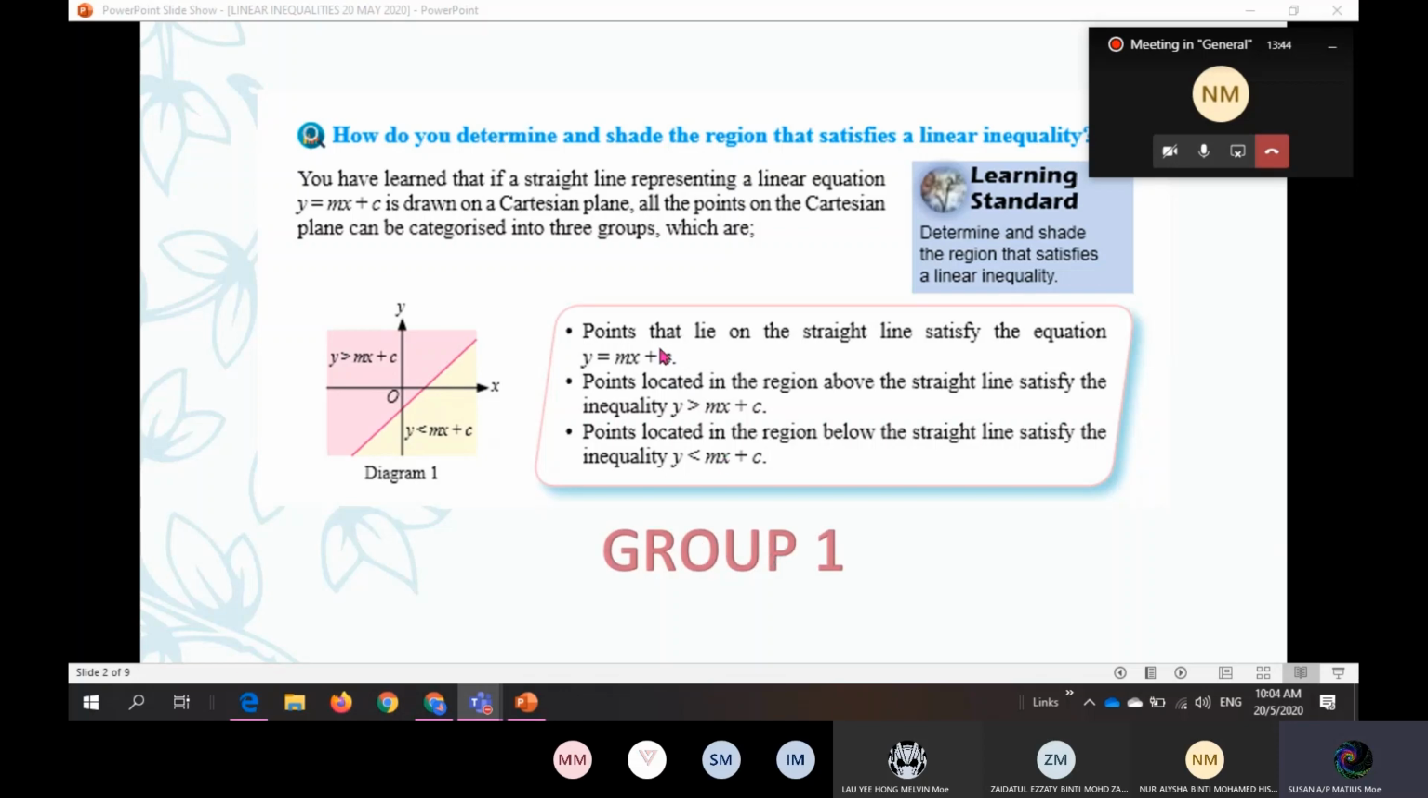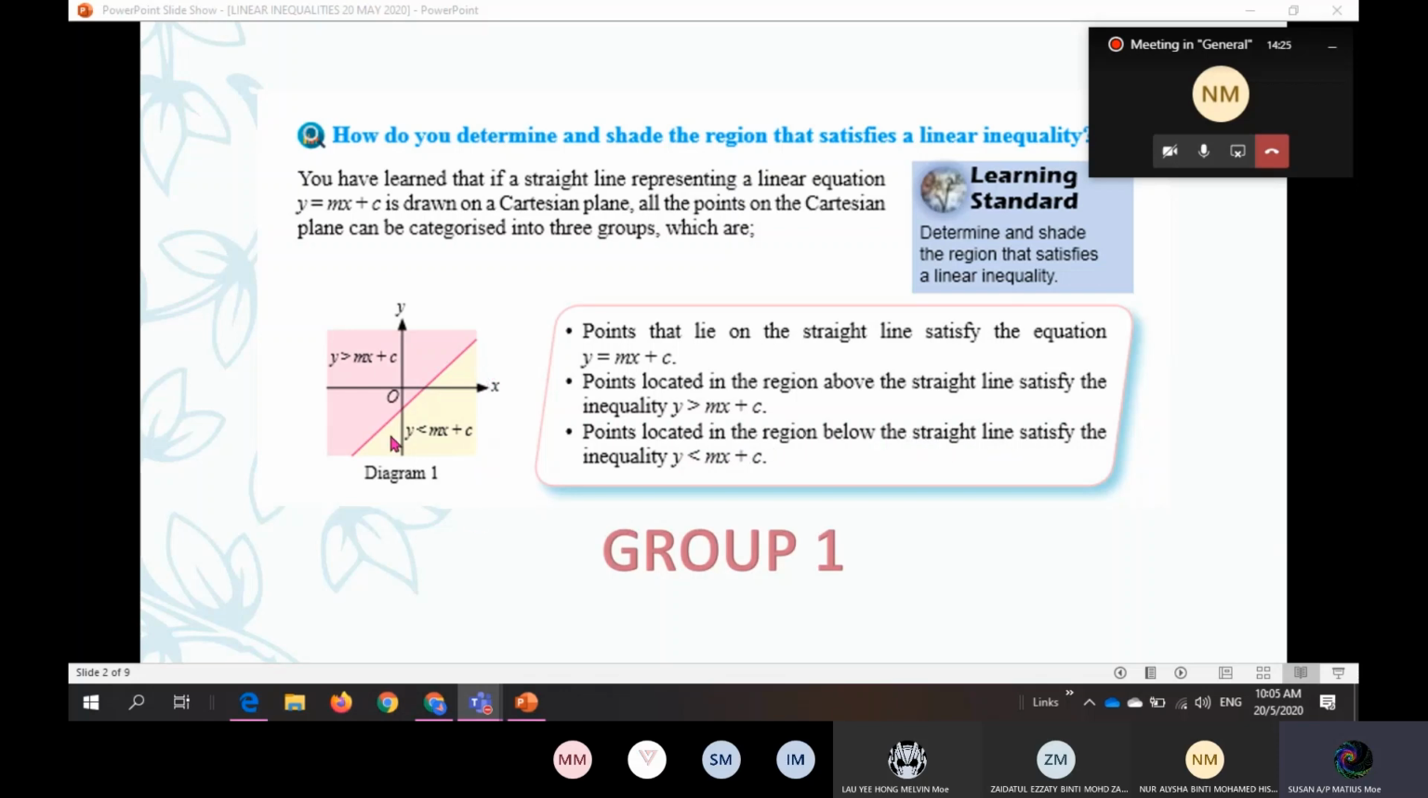Group 1 is a point that lies on the straight line and satisfies the equation y equals mx plus c. So if there is a point on the straight line, it means y is equivalent to mx plus c. If the point is somewhere above, in this region, it can be here, it can be here, it can be here, then this point located in this region is known as satisfying the inequality y greater than mx plus c.